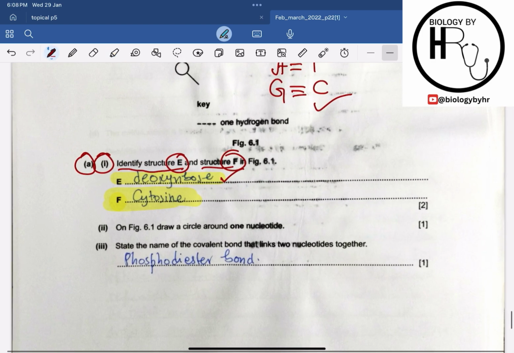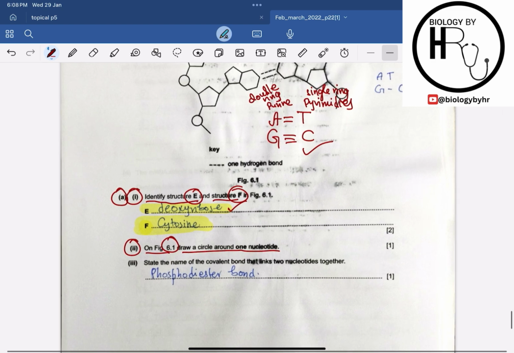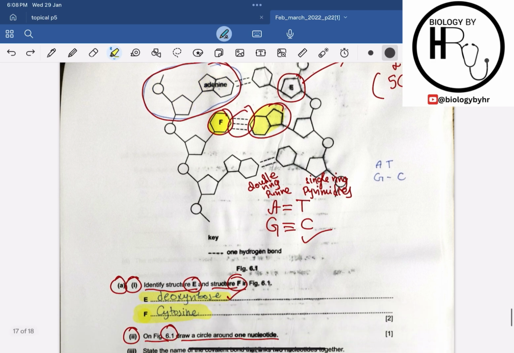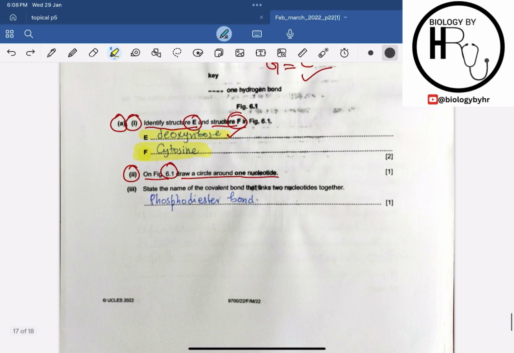Now in part 2 they are saying that on figure 6.1 draw a circle around one nucleotide. So this is one nucleotide. A nucleotide contains a nitrogenous base, a phosphate group and a sugar, right? It can be the ribose sugar or it can be a deoxyribose sugar depending on the molecule, whether it's DNA or RNA.